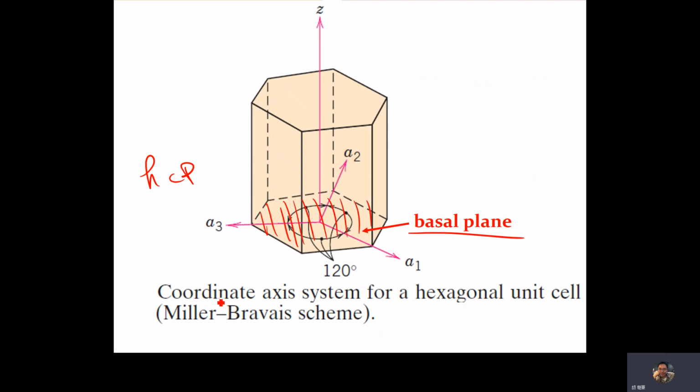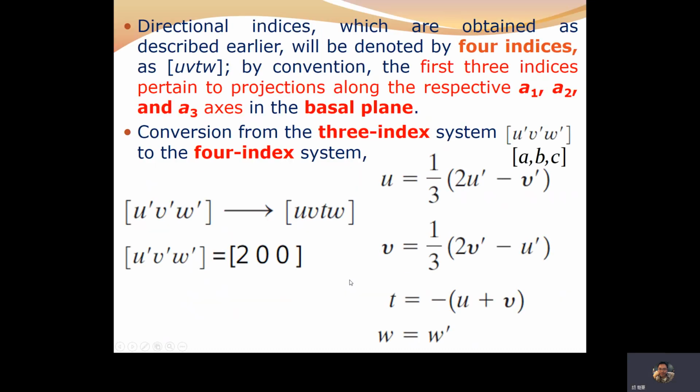Therefore we can use the system called Miller-Bravais indices. For the directional indices, obtained as we described earlier, will be denoted by 4 indices as U, V, T, W. There are different notations, but it doesn't matter what type of notation you use.